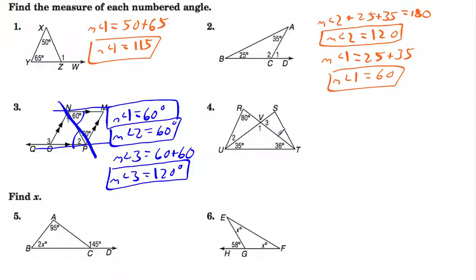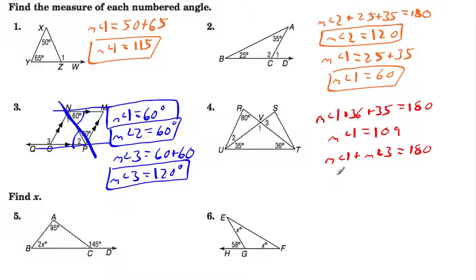All right, number 4 here. I can get angle 1 easily by saying measure of angle 1 plus 36 plus 35 is equal to 180. So the measure of angle 1 is equal to, here this is going to be 71. So measure of angle 1 is 109. Well, the measure of angle 1 plus the measure of angle 3 equals 180. So 109 plus measure of angle 3 equals 180. So the measure of angle 3 is equal to 71.